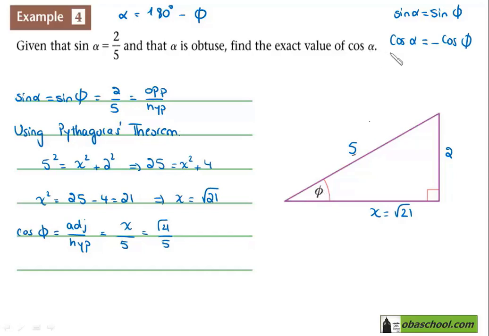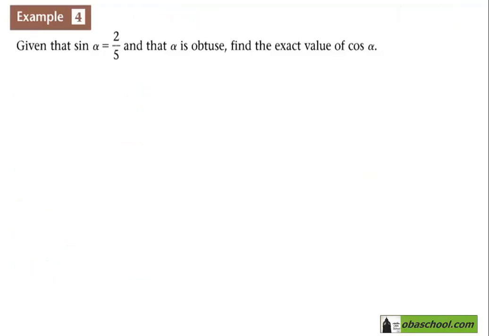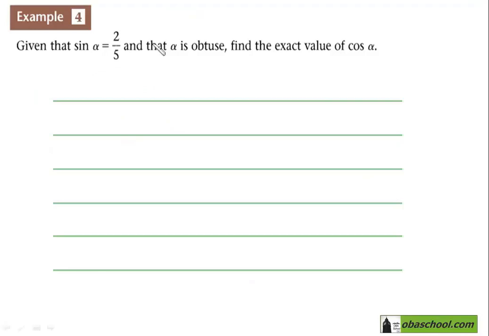Remember that we want cosine alpha. Look at the relation we obtained from the quadrants. Cosine alpha equals minus cosine phi. So it is minus square root of 21 over 5. In this way, we calculated the trigonometric ratio by using the right angled triangle. Now for the second method, we know that cosine will be negative for this value because it is in the second quadrant. So, we have the sine and we need to find the cosine.